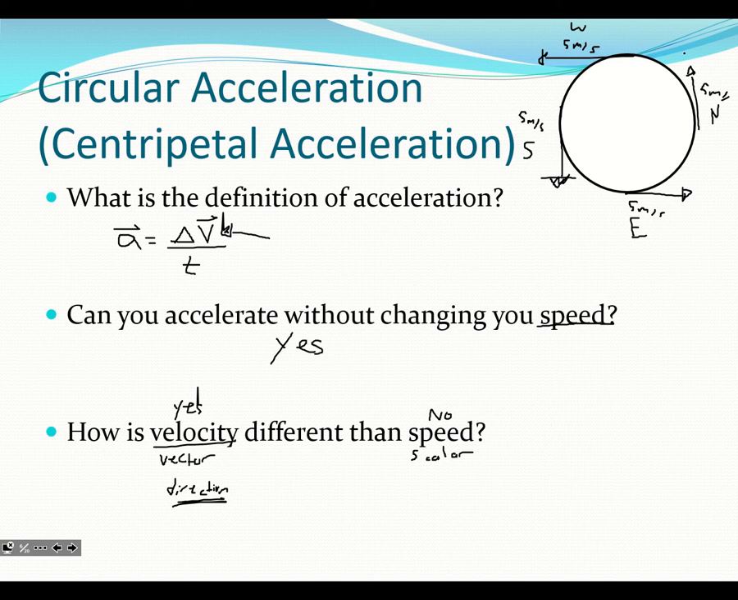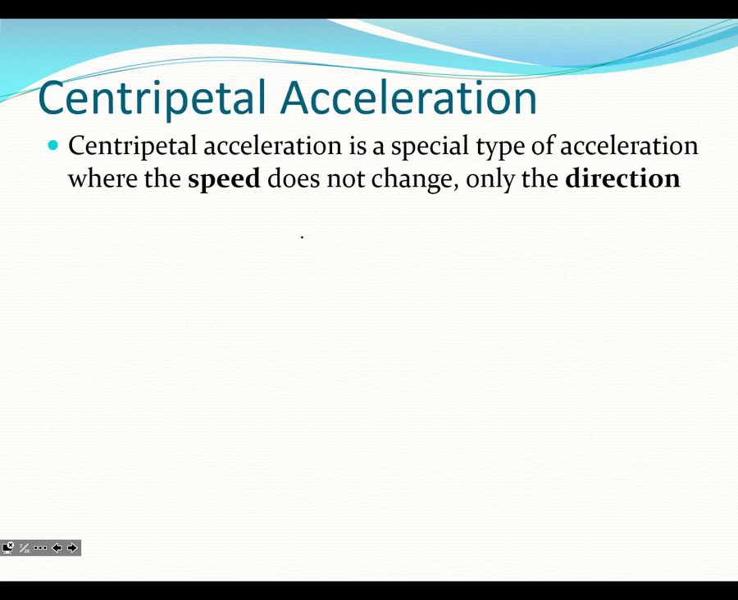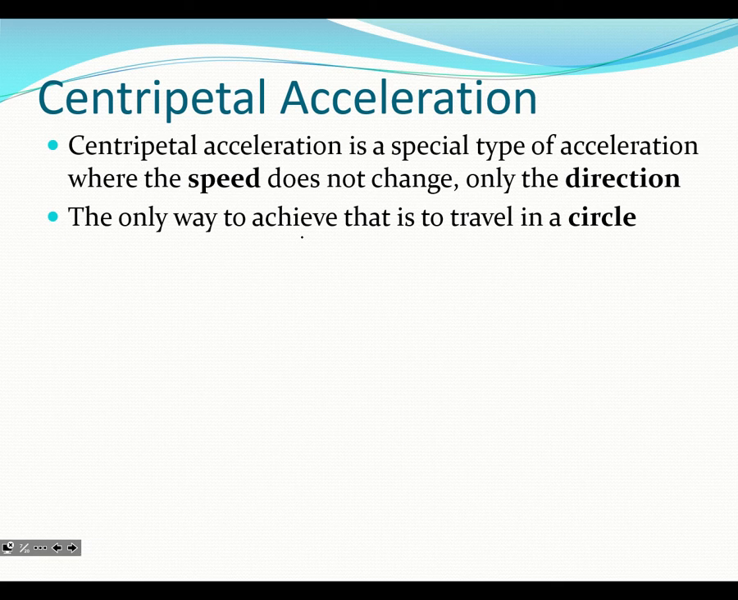Yes, by moving in a circle. Your speed stays the same, but because your direction is continually changing, you are technically accelerating. Okay. So centripetal acceleration is a special type of acceleration where your speed does not change, only your direction. So the only way to do this is to move in a circle or some portion of a circle.